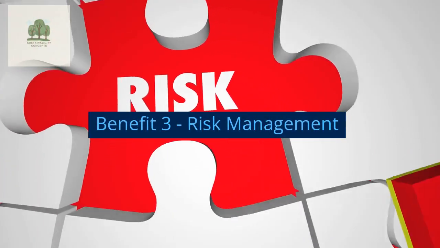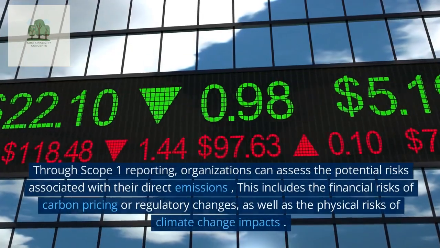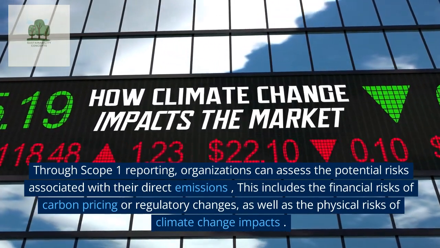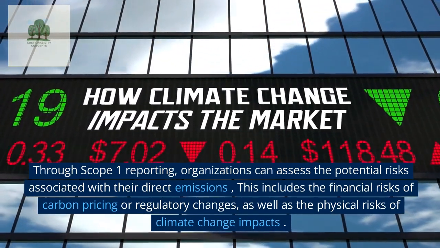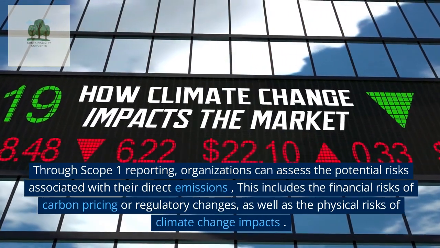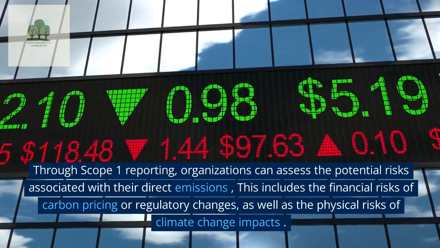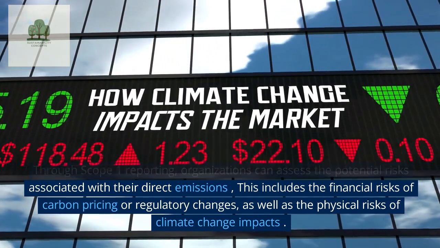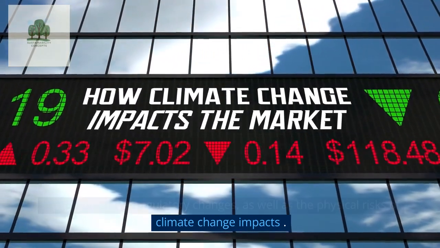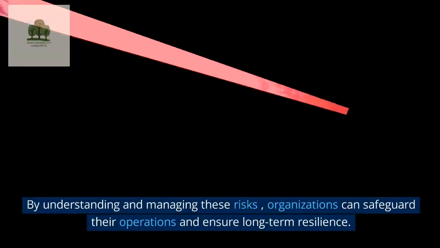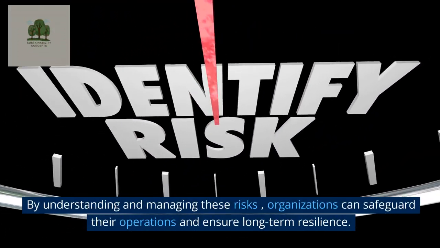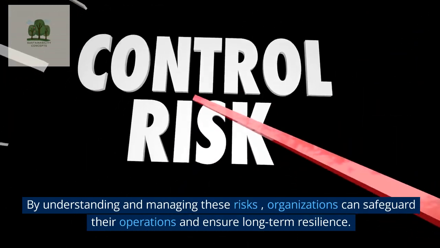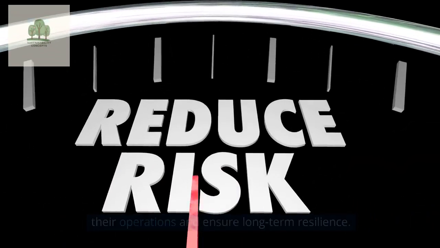Benefit 3: Risk management. Through Scope 1 reporting, organizations can assess the potential risks associated with their direct emissions. This includes the financial risks of carbon pricing or regulatory changes, as well as the physical risks of climate change impacts. By understanding and managing these risks, organizations can safeguard their operations and ensure long-term resilience.